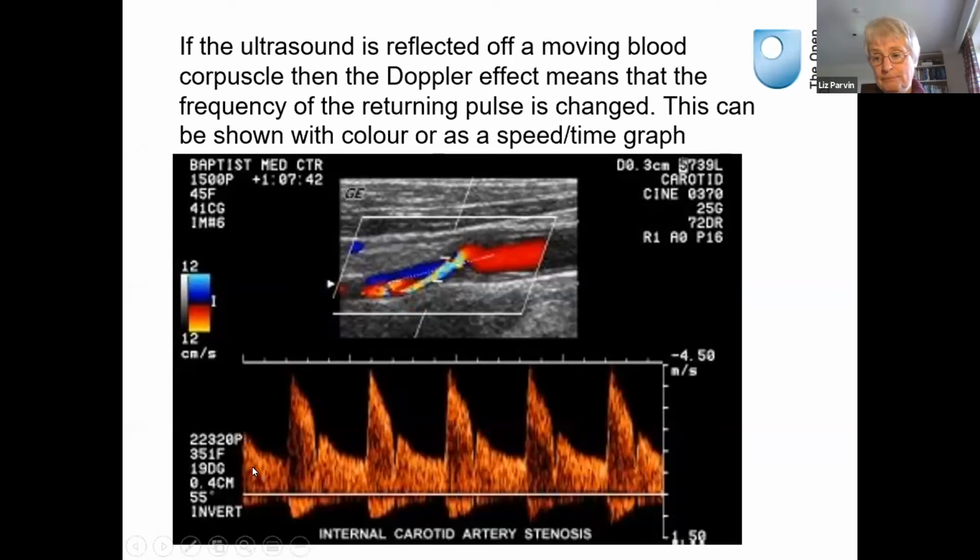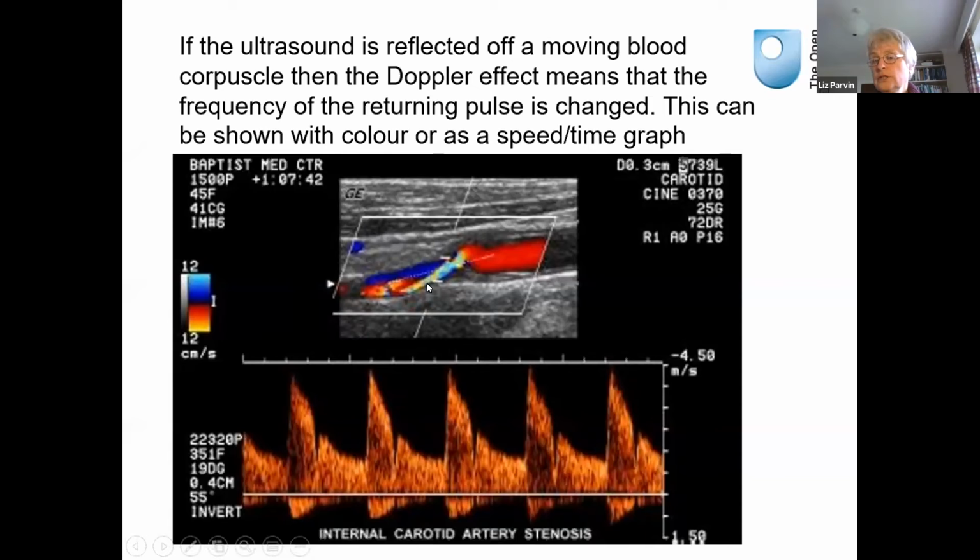Alternatively, we can do something a little bit more intuitive, perhaps, to us as physicists, and that is to plot a graph of time and the speed. And this is obviously the heart beating here. So each time the heart beats, you get a fast speed, and then it slows down again. And you can tell a lot from the shape of this curve about that stenosis in the artery.